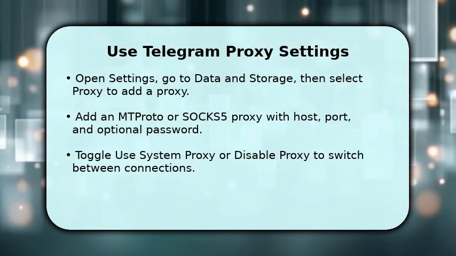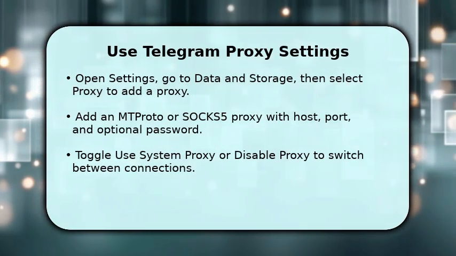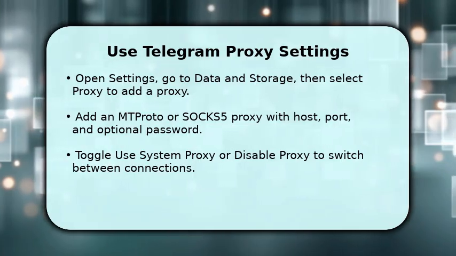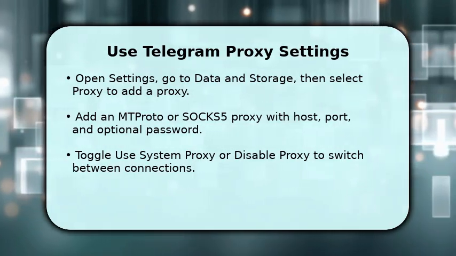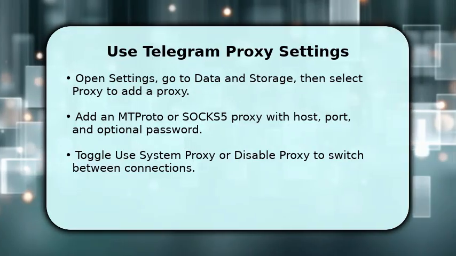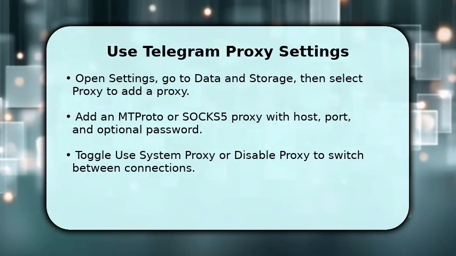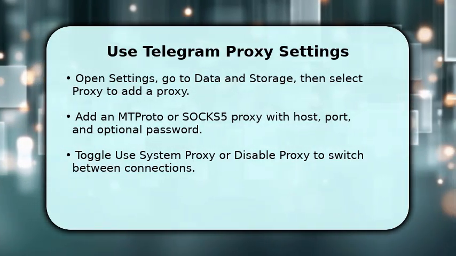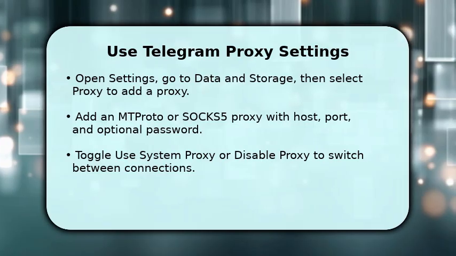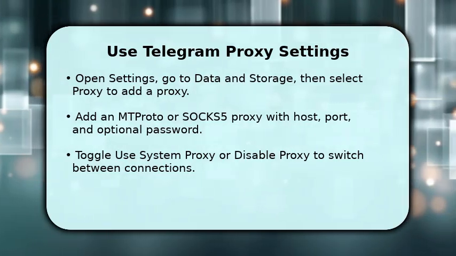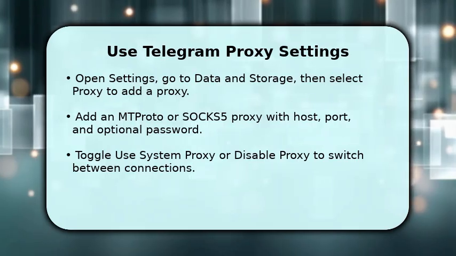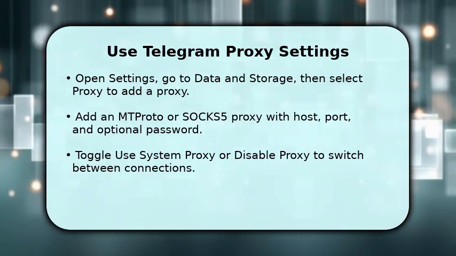Open Telegram and tap Settings, then choose Data and Storage to find Proxy. Tap Add Proxy and select MT Proto or SOCKS 5, then enter host, port, and optional password. Use specific numbers like port 443 or 1080 based on your proxy provider's instructions. After adding, toggle the proxy on to route Telegram traffic through it immediately.